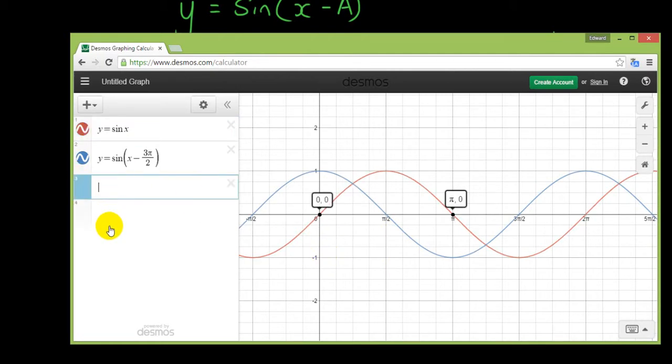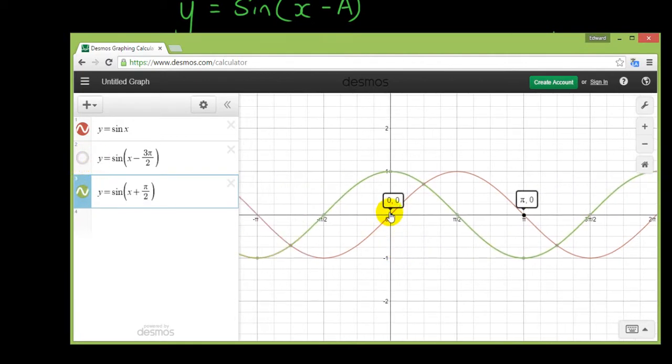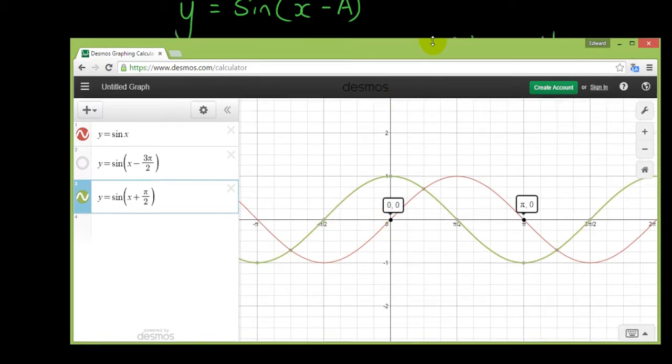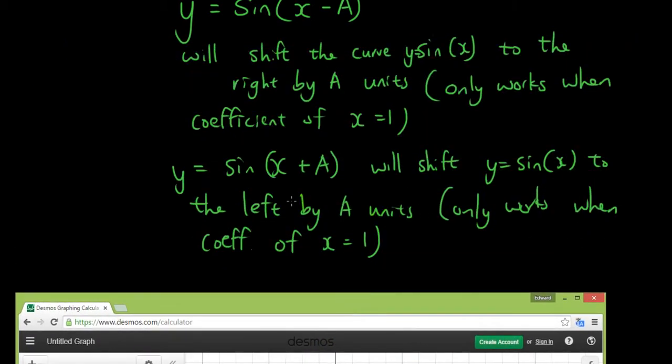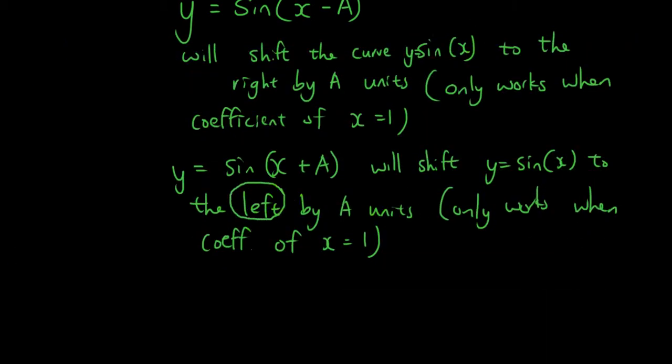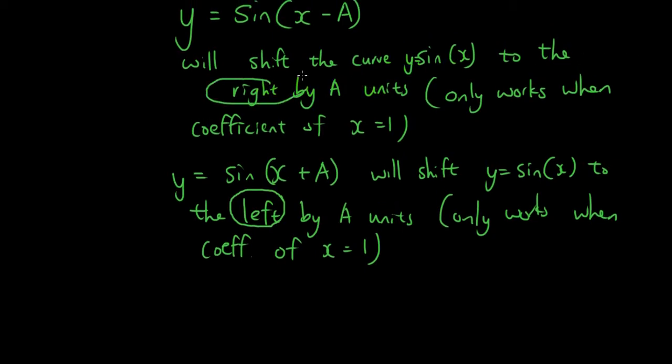Now, if I do a plus, y equals sine of x plus pi over 2, what happens? I have shifted the curve to the left by pi over 2. So if you add a number in the bracket, it shifts the curve to the left. If you subtract a number in the bracket, it shifts it to the right by a units.